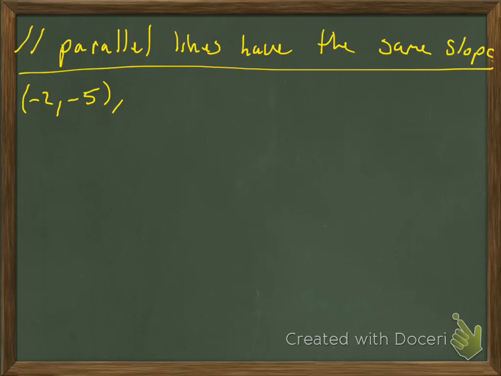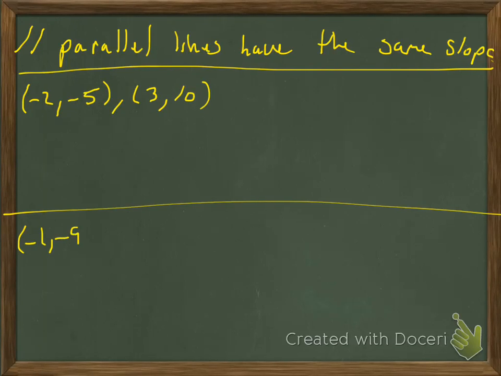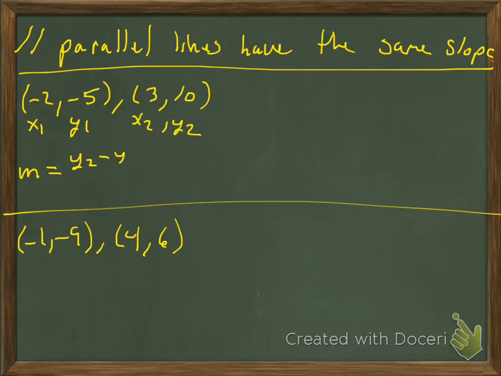So we're going to have a line that goes through -2, -5, and 3, 10, and we'll have another line that goes through the points -1, -9, and 4, 6. So we'll go ahead and get them all ready for the slope formula, labeling first x, first y, second x, second y, and because we want to remember that slope formula, we're going to write out the slope, y2 minus y1 over x2 minus x1.